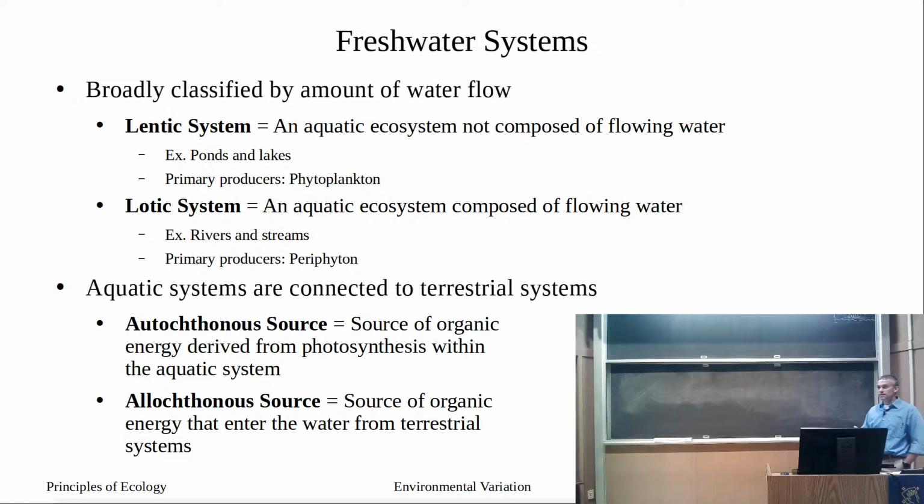We have wind that can move currents. We'll talk about that. But the water is basically still. It's in a basin. In these lentic systems, the primary producers tend to be phytoplankton.